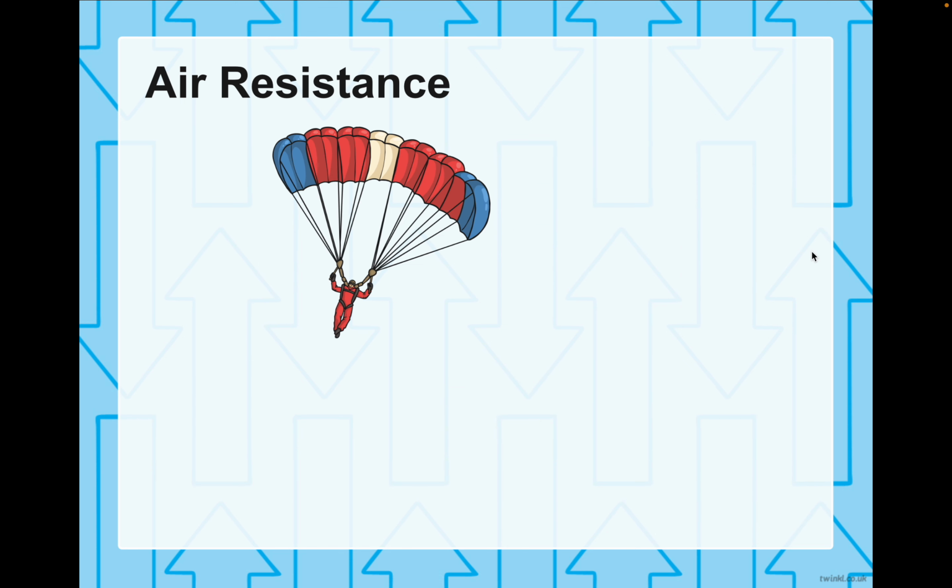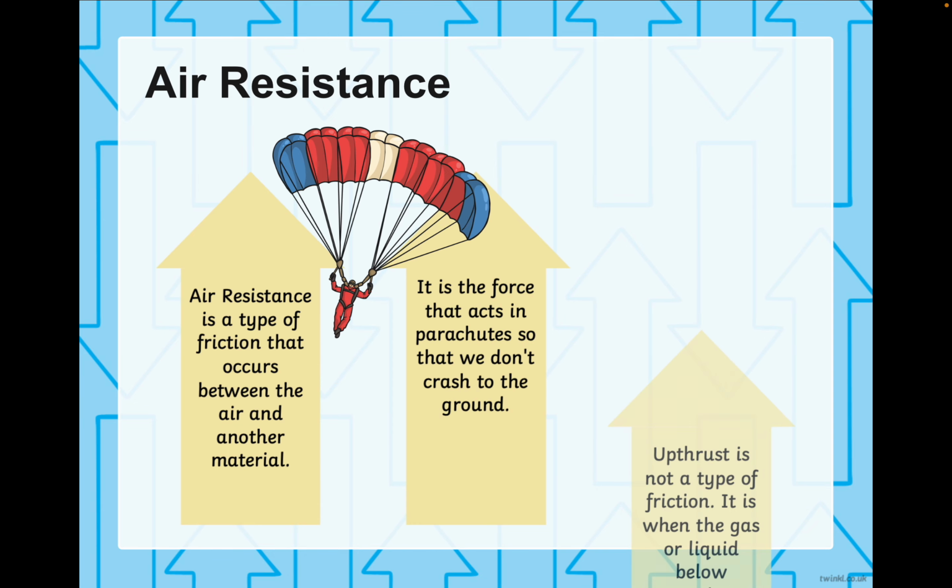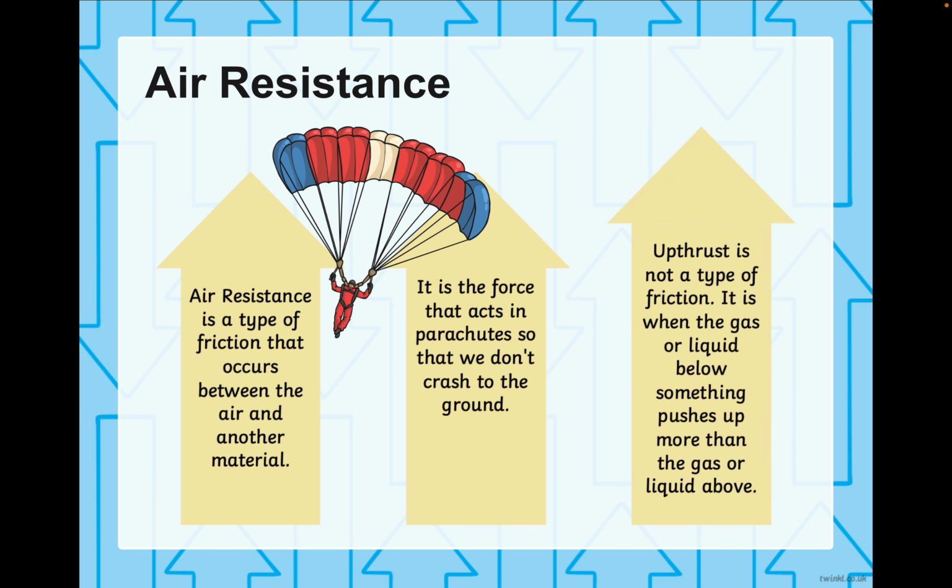Air resistance. Got mine on a parachute. Air resistance is the type of friction that occurs between the air and another material. It happens with air particles, air molecules. It is the force that acts in parachutes so that we don't crash to the ground. Upthrust is not a type of friction. It is when the gas or liquid below something pushes up more than the gas or liquid above.